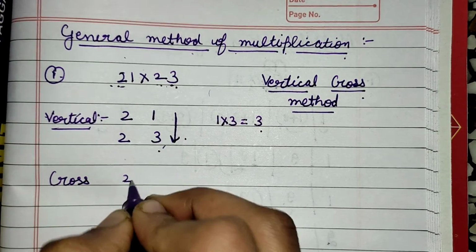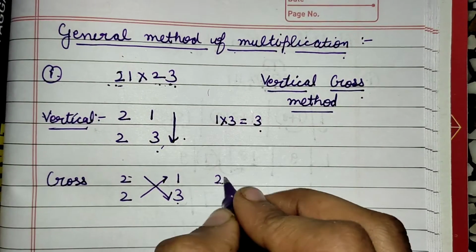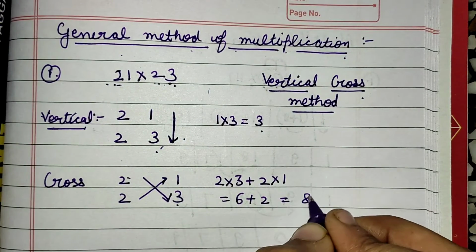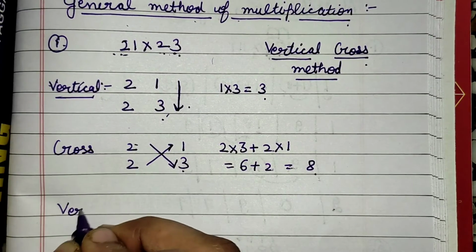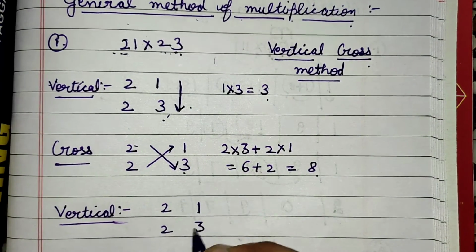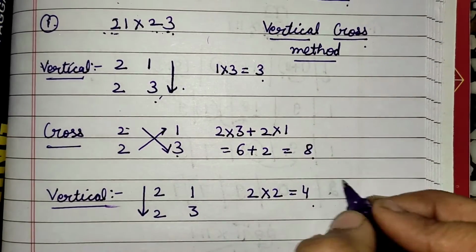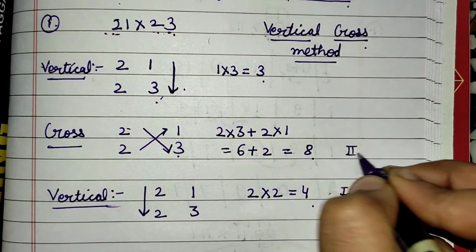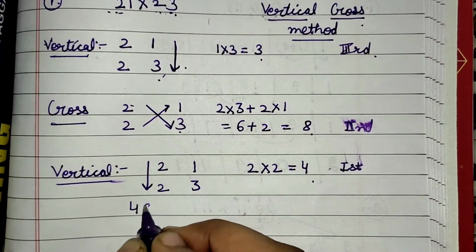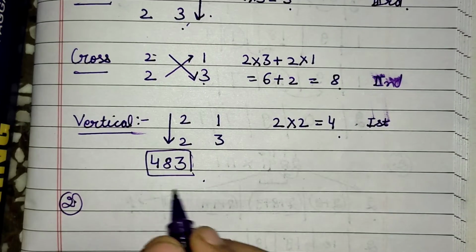Now come to the cross multiplication. This will be the middle number of your answer. So do this multiplication: 2 into 3 plus 2 into 1, which is 6 plus 2, equal to 8. Again do the vertical multiplication to find the first digit of the answer. So 2 into 2 will be 4. This is your first digit, this is your second digit, and this is your third digit of the answer. So the answer is 4, 8 and 3. See how fast it is; you can solve it in your exam within a few seconds.